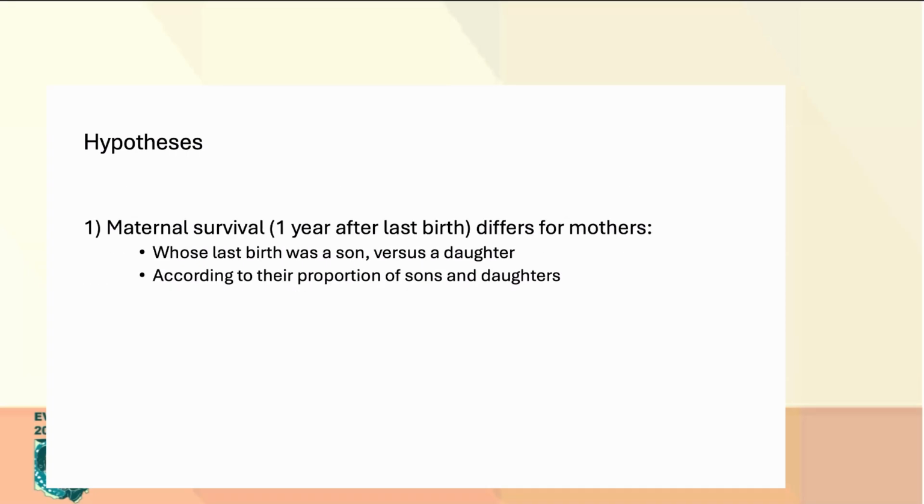So we had one main hypothesis, that maternal survival was going to differ for mothers. And by maternal survival, we mean survival within 1 year of last birth, so looking at short-term survival. And we thought that this would differ for mothers whose last birth was a son versus a daughter, or differ according to the number of sons and daughters that a mother produced over a lifetime.